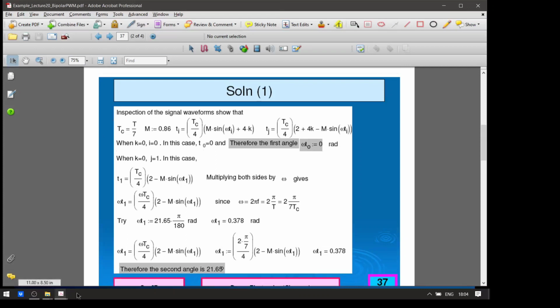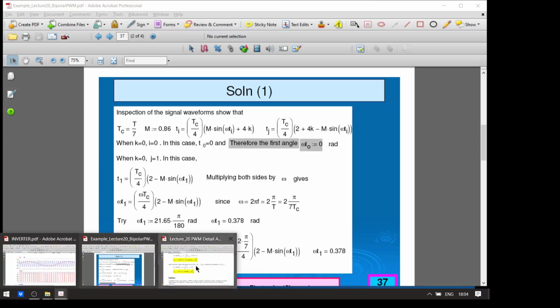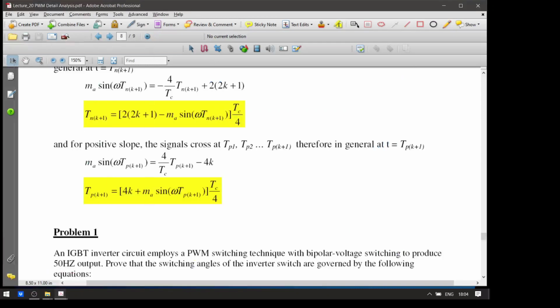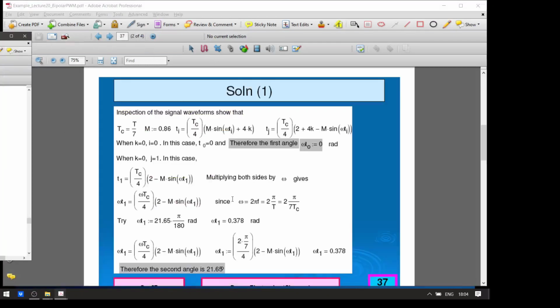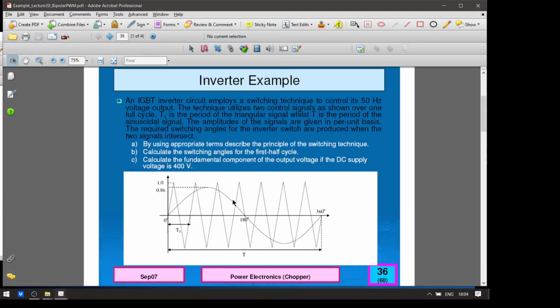Can I move that per second? So I need to refer to this when I write. Okay, I'm going to go back to that page. Right. For the first positive slope, we have done that.